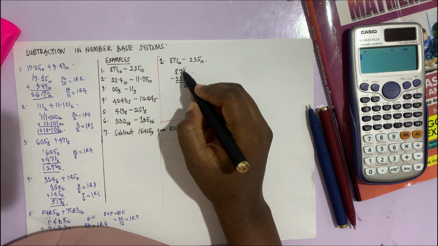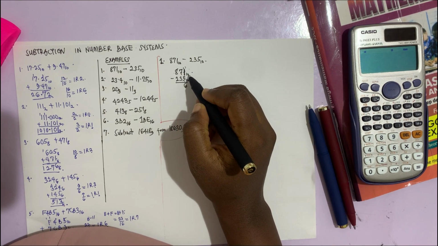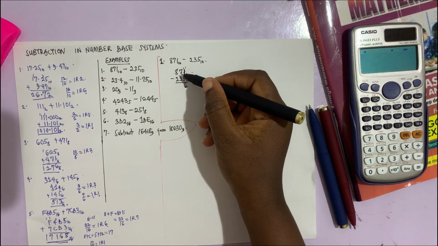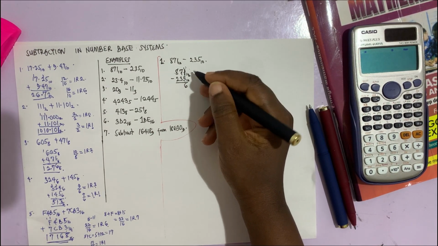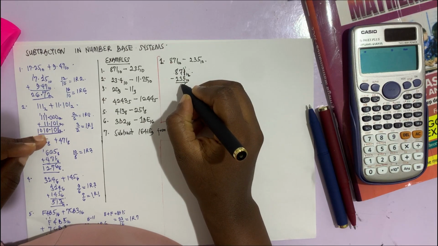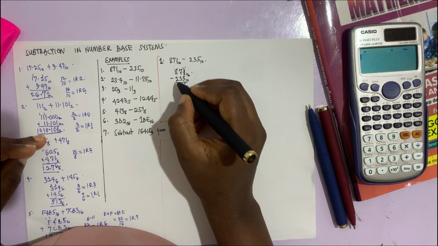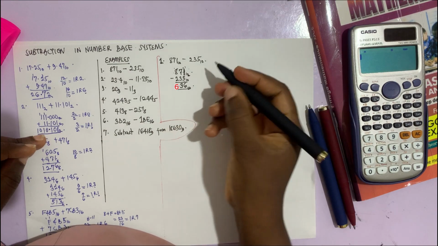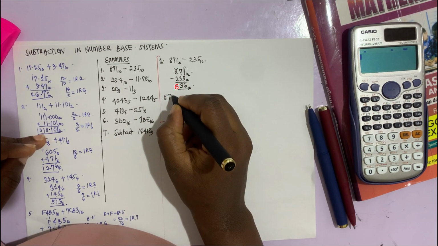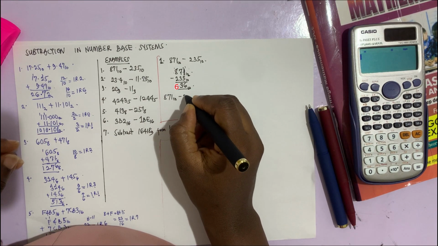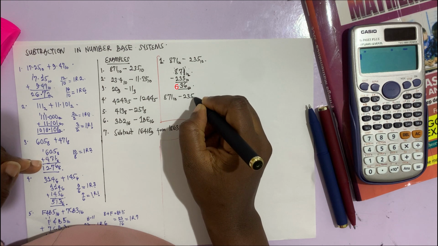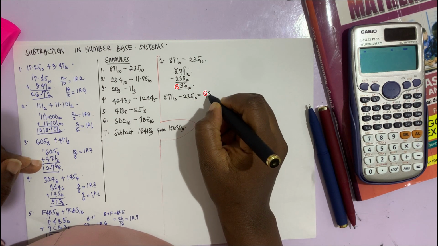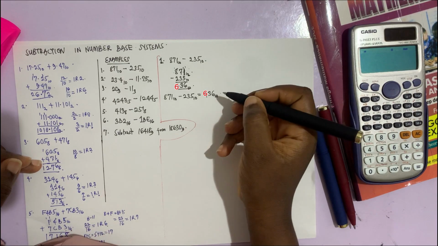We are borrowing 1 from this number, but that 1 in this base is the base. So this would remain 6. So 6 minus 3 will give us 3. 8 minus 2 will give us 4 base 10. So 871 base 10 minus 235 base 10 would give us 436 base 10.